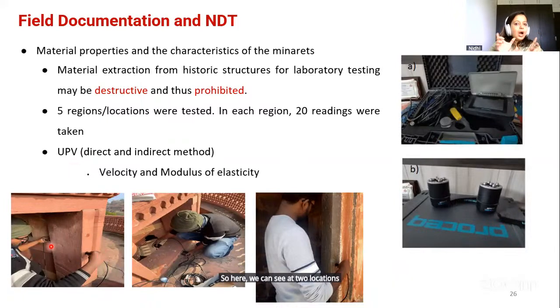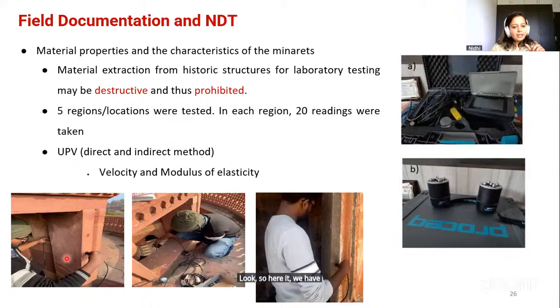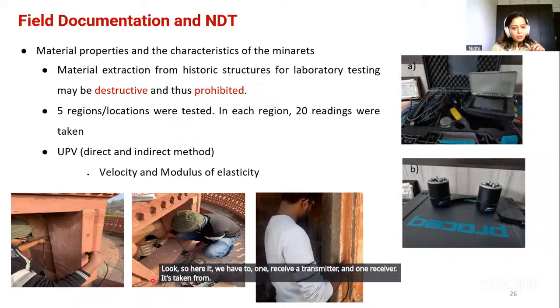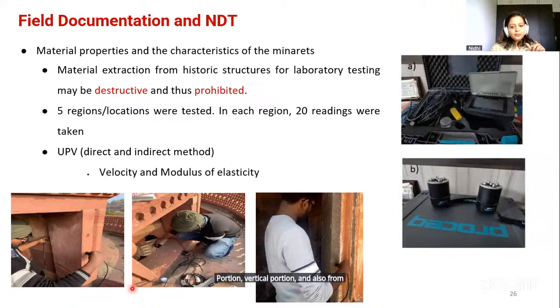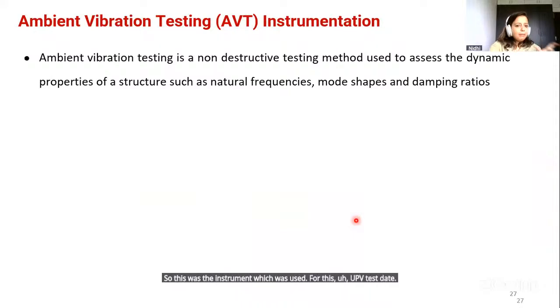I just showed you how the sonic method works. Here we have a transmitter and one receiver, taking readings from this vertical portion, and also from this beam and this column. The readings were taken and the velocity and modulus of elasticity were measured. So this was the instrument which was used for this UPV testing. Next is ambient vibration testing instrumentation.